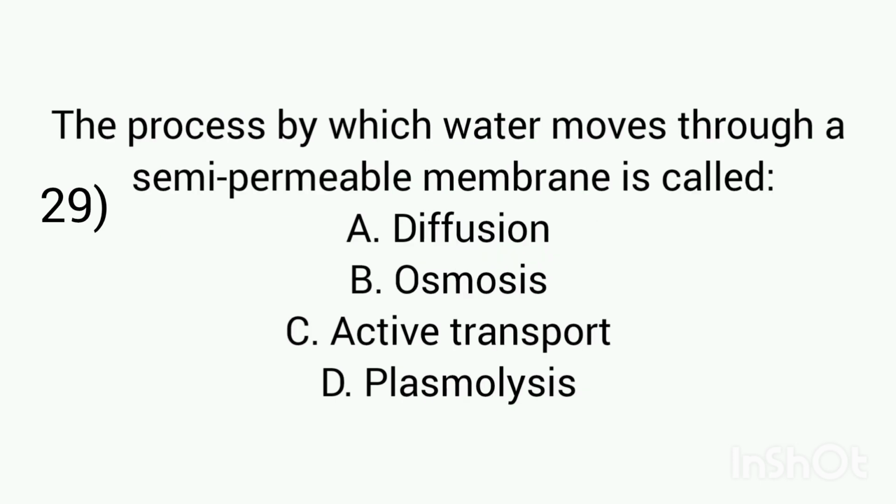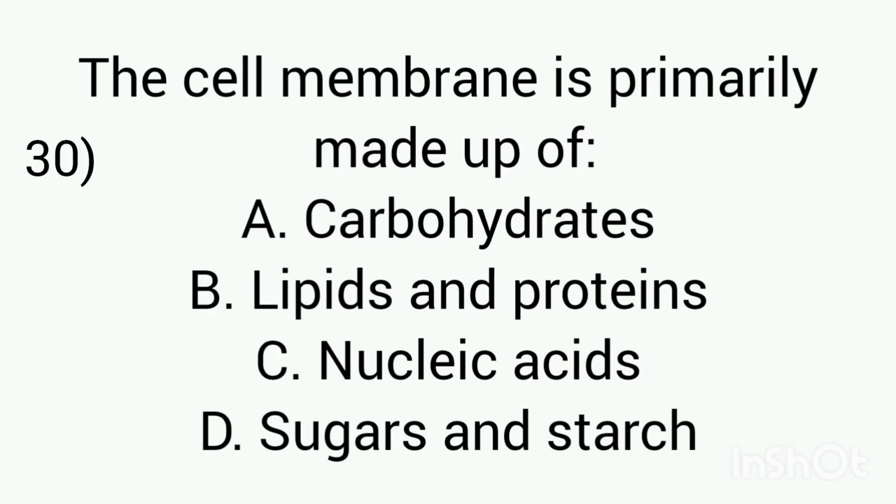The process by which water moves through a semi-permeable membrane is called: A. Diffusion. B. Osmosis. C. Active transport. D. Plasmolysis. The cell membrane is primarily made up of: A. Carbohydrates. B. Lipids and proteins. C. Nucleic acids. D. Sugars and starch.